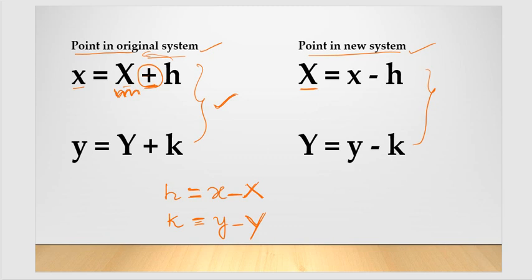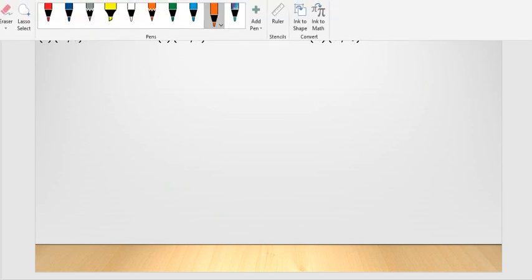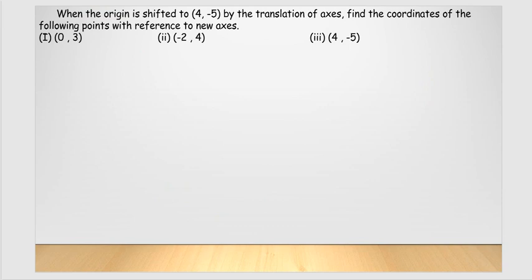Now let's move on to the problems. Let us see how we are going to solve these, right? See, the origin is shifted to 4 comma minus 5, that is what he has given. By the translation of axis, find the coordinates of the point with respect to the new axis. So he is asking you to find the points in the new axis. New axis means nothing but translated points, that means capital X and capital Y he is asking, right? So what is the first thing that is given? Origin is shifted to 4 comma minus 5.